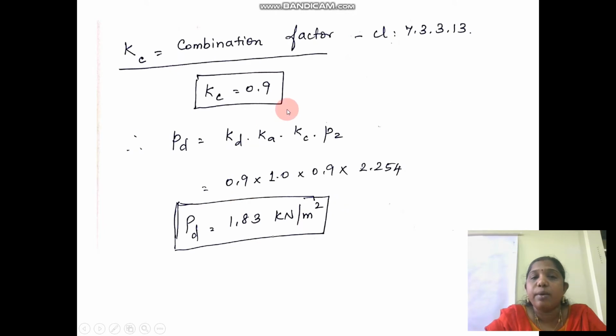Then Kc is your combination factor. As per this clause, its value is 0.9. So if you multiply all these with the wind pressure which you have converted from your basic design wind speed, this Pd is going to be 1.83 kilonewton per meter square.